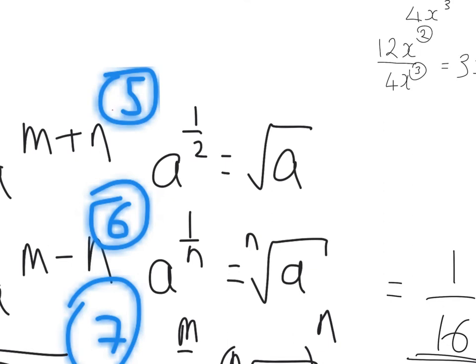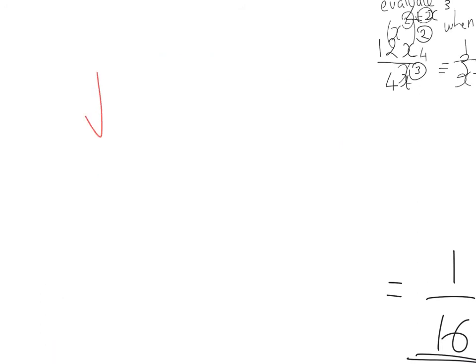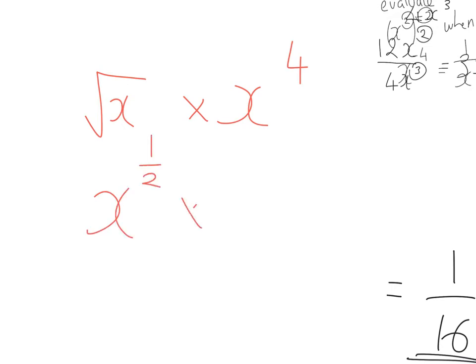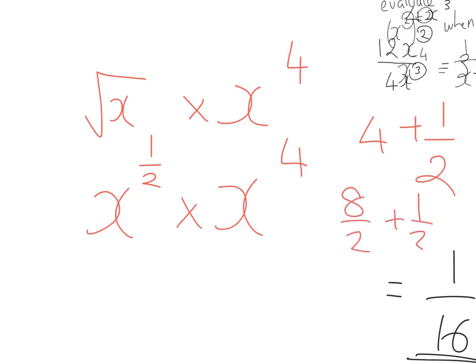I'm now going to use law 5: a to the power of half is equal to the square root of a. So I've got the square root of x multiplied by x to the power 4. The square root of x is x to the 1/2 times x to the power 4, so I add the powers, so it's 4 plus a half. Now if you think about 4 pizzas, you can split that into 8 halves, plus 1/2 is 9 halves, 9 over 2, x to the power 9 over 2.